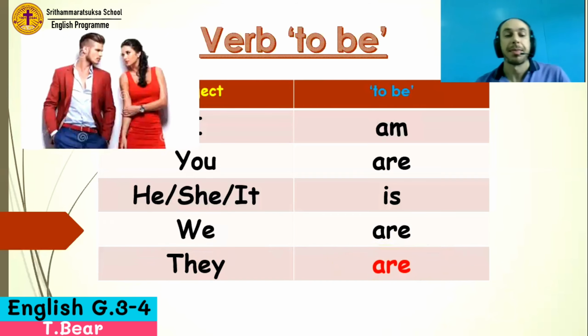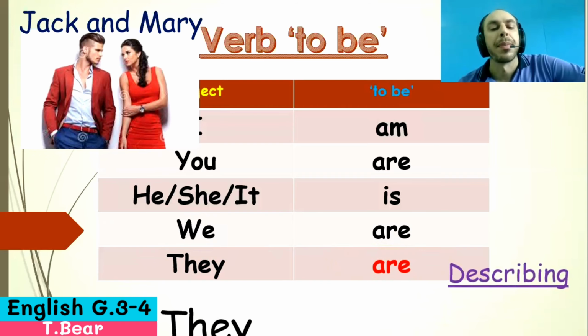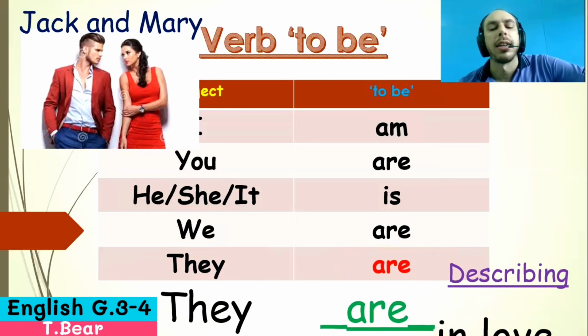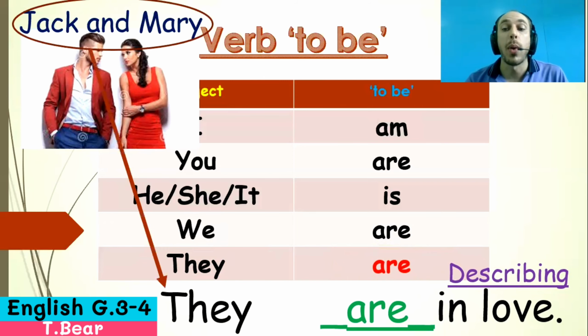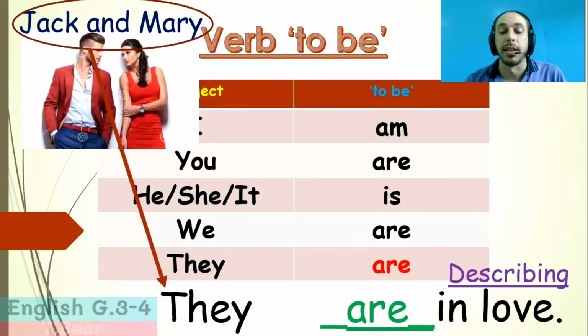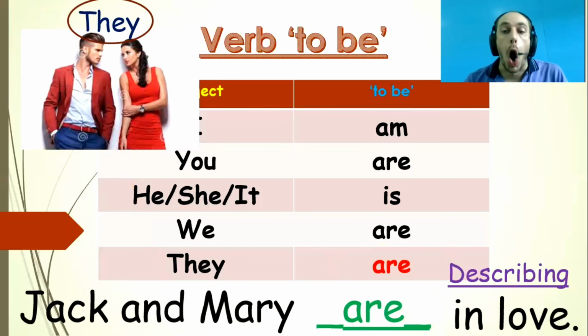Let's look at some examples. Here's a boy and a girl. Let's call them Jack and Mary. How can we describe Jack and Mary? They are in love. Aw, they're in love. Same as before, we can take their names, switch it with the pronoun, and the rest of the sentence will stay the same. Jack and Mary are in love.